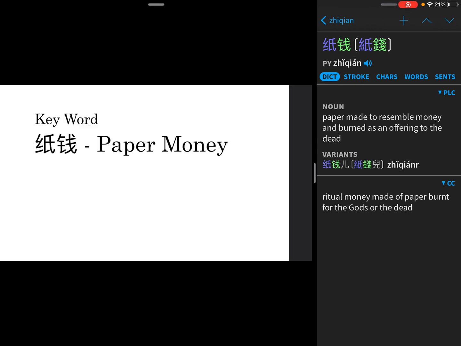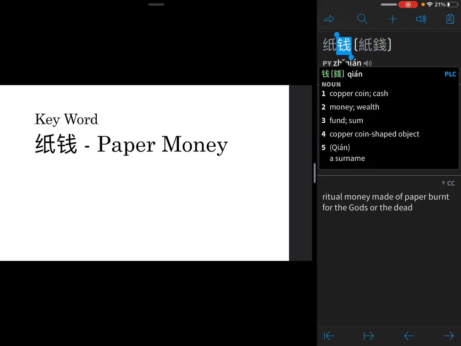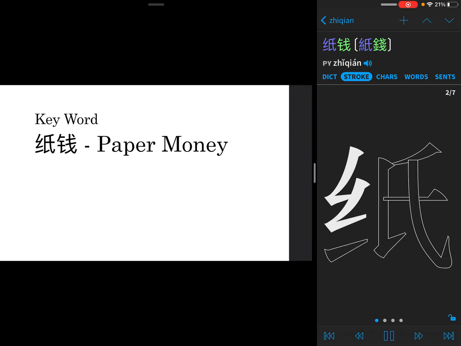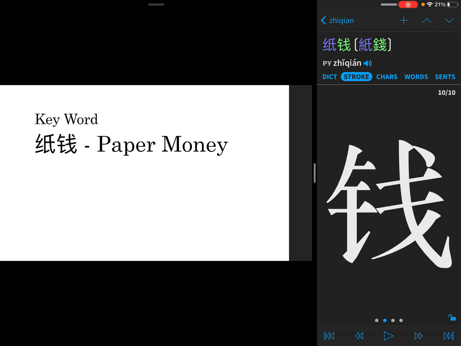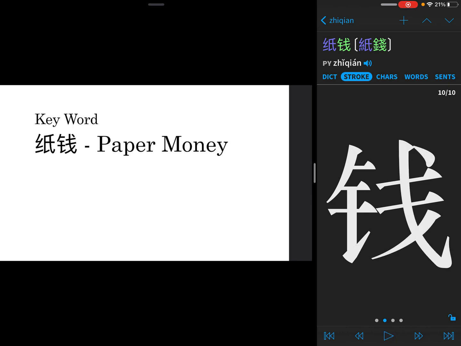So here's my keyword is paper money, and so this is 'zhi' with the third tone, means paper, and this is 钱 with the second tone, meaning money. And interesting note about this term is that it's specifically paper money used as an offering for the dead. So when you're talking about this kind of paper money, this is the term that you would use.